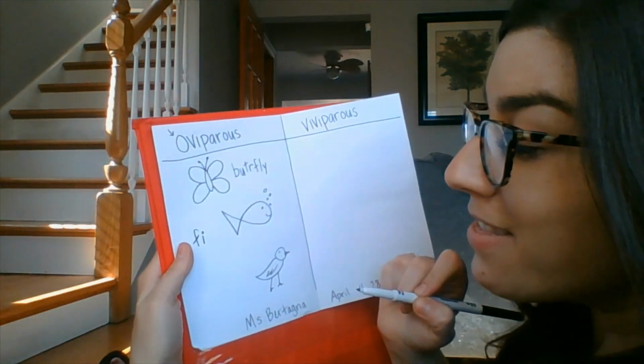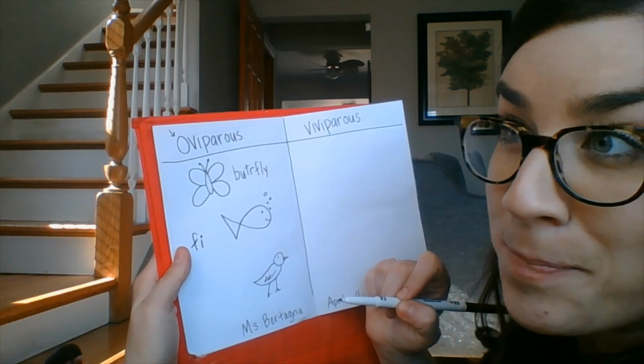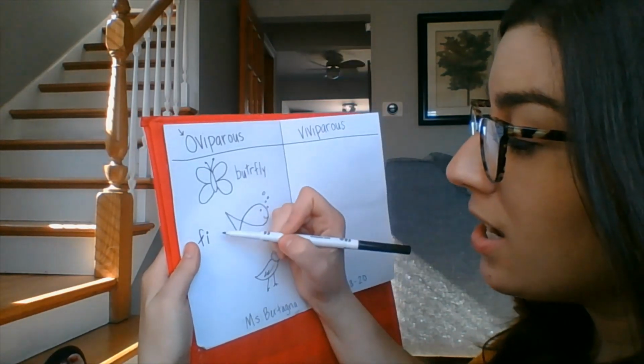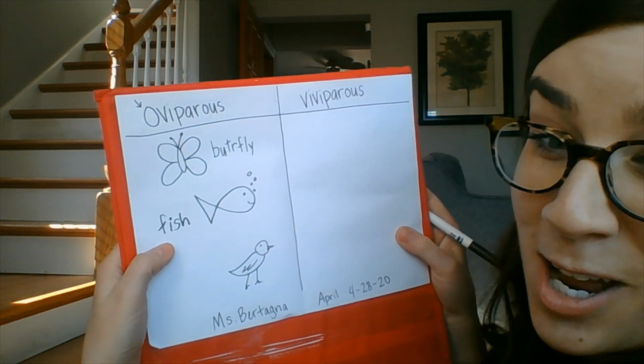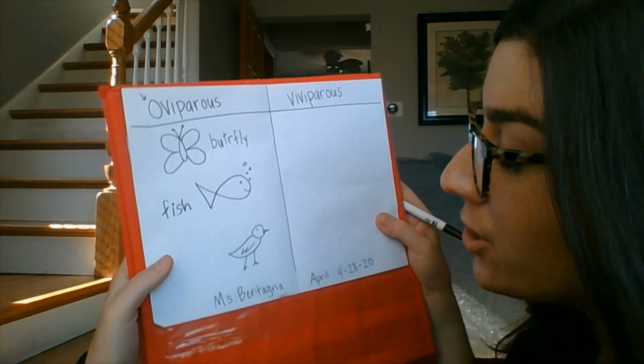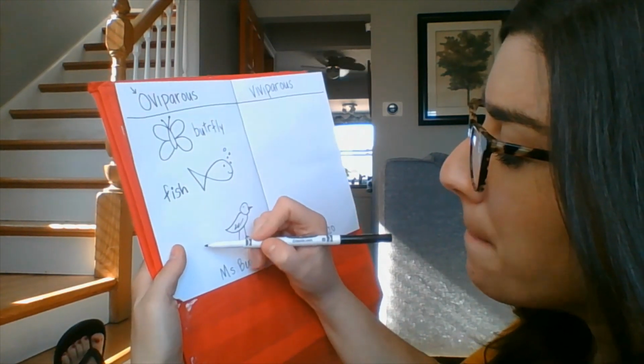I. And then the last sound is a digraph. Sh, sh, sh. S, H. So that is how you spell fish. We did a great job, fish. All right, now bird.